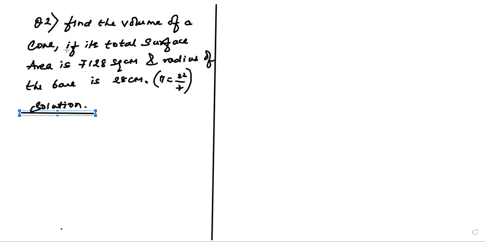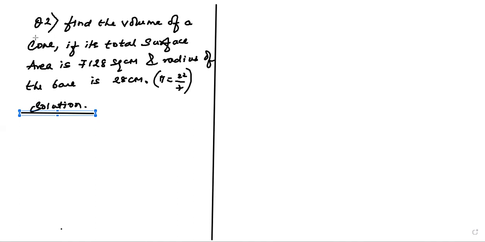Find the volume of a cone if its total surface area is 7128 square centimeter and the radius of the base is 28 centimeter. A very simple question, children. You can see what is given. You have to find the volume of a cone.